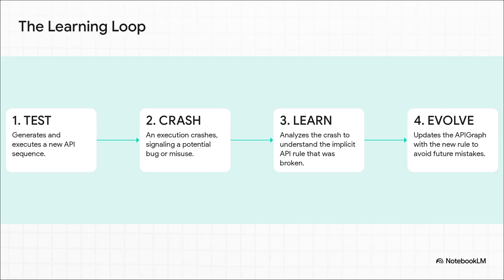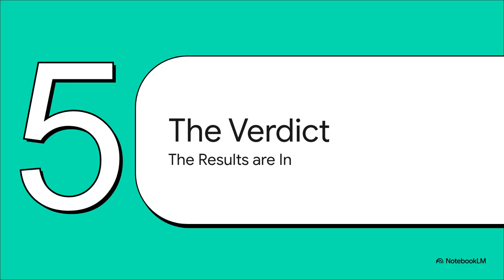First, it tests a new sequence. Second, it might crash. Third, and this is the magic part, it learns from that crash. It figures out the unspoken rule it just broke. Like it might learn, oh, okay, I can't call the free memory function before the use memory function. And finally, it evolves the API graph, adding that new rule to its map so it doesn't make the same dumb mistake again.